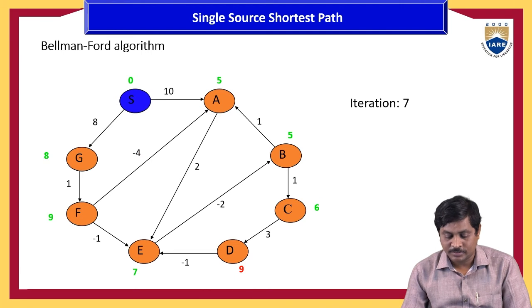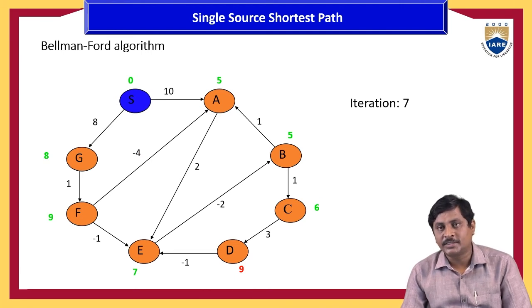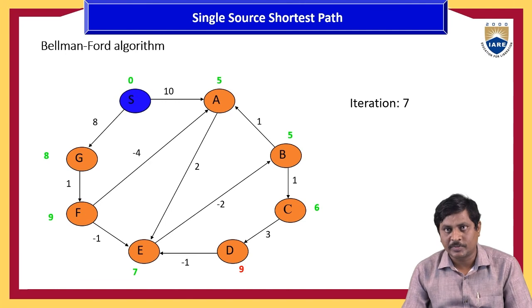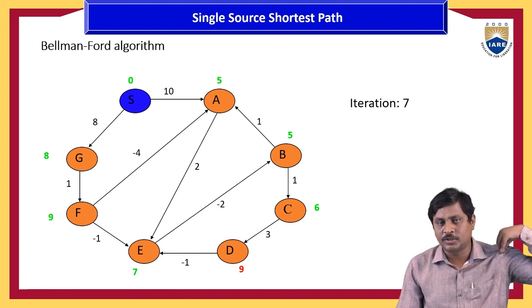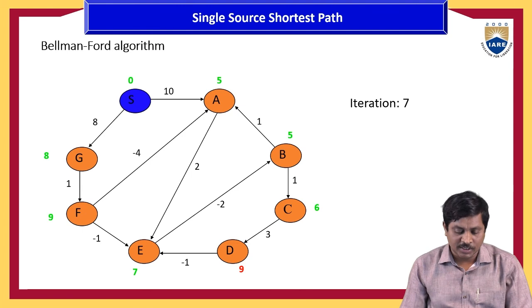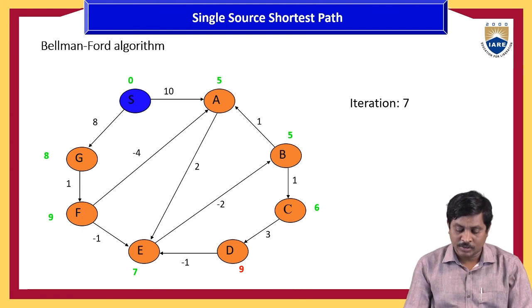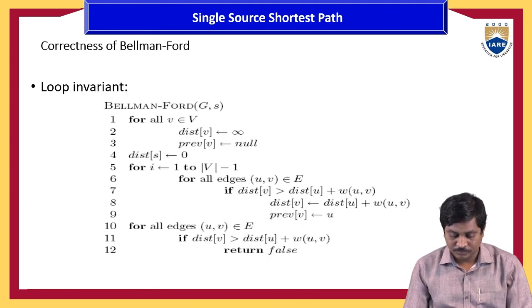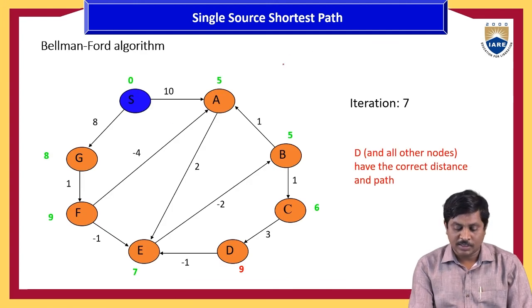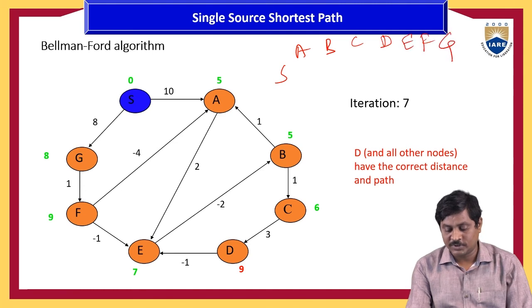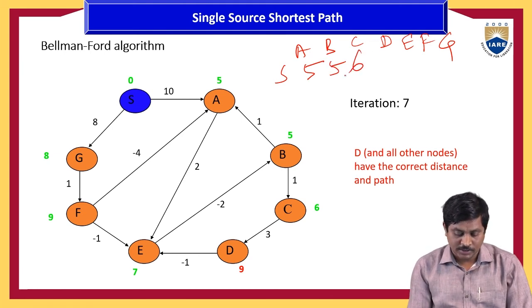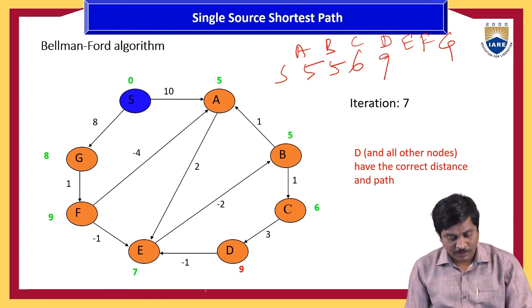In the 7th iteration, we consider a maximum of 6 mediator nodes. Here a maximum of 8 nodes is there. So in these nodes, when we consider 6 mediator nodes, it means we consider all the nodes. In this situation, we get S to A, B, C, D, E, F, G. S to A, the shortest path value is 5. S to B, 5. S to C, 6. S to D, 9.